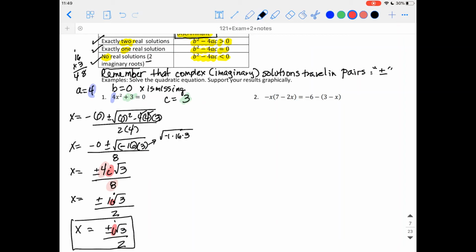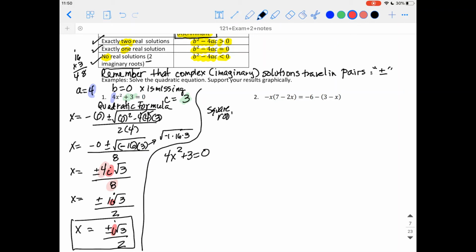All right, now hopefully some of you would have said, you know what, we really don't need to do this. I only have an x squared, so I can use the square root property. So this was using the quadratic formula, and here I'm going to just use the square root property. So I could have just subtracted 3 from both sides.